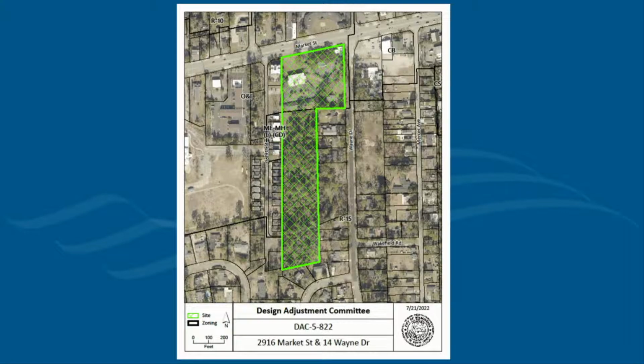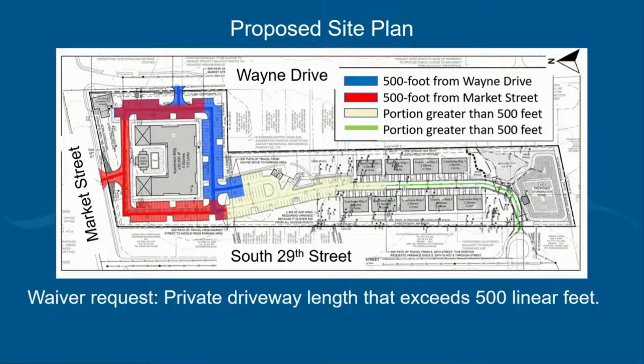The subject property before you today has frontage on Market, South 29th and Wayne Drive. The property consists of 8.84 acres and currently contains a 62-room hotel. Just for your information, the applicant is going through the rezoning process to rezone this site from office and institutional in R15 to multi-dwelling high-density, 17 units per acre. That hearing would occur at the September 7th, 2022 Planning Commission meeting.